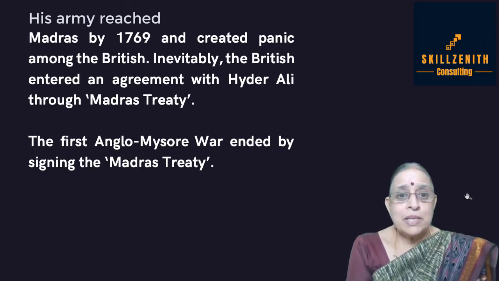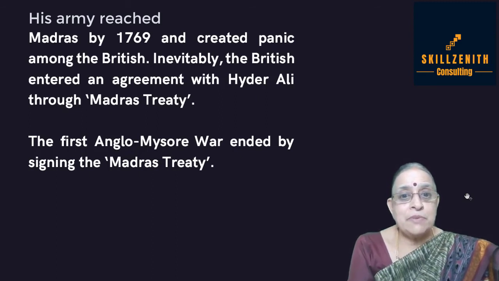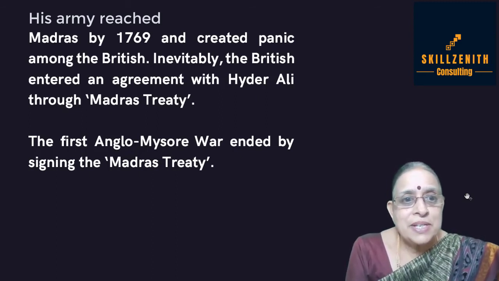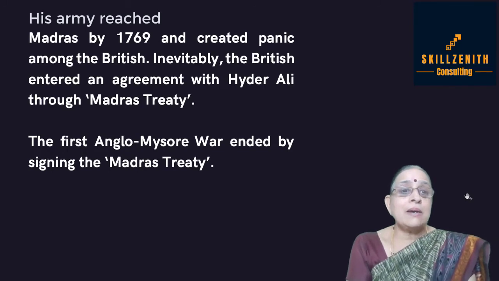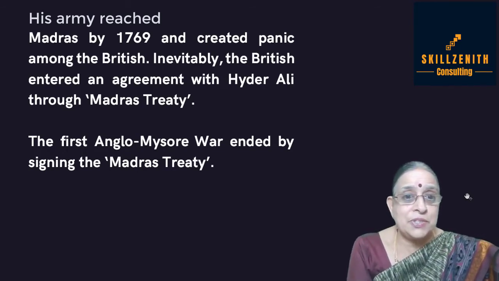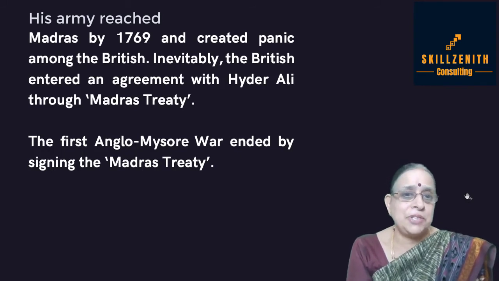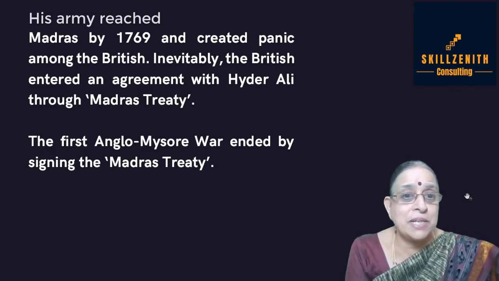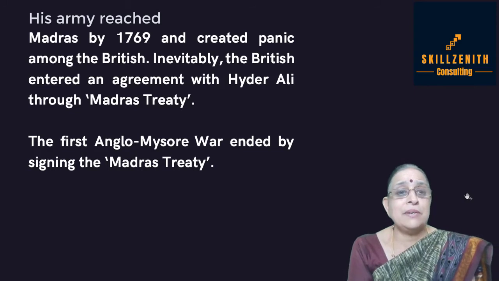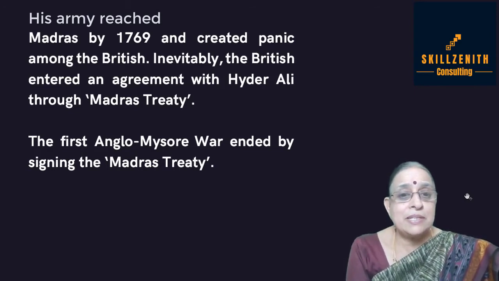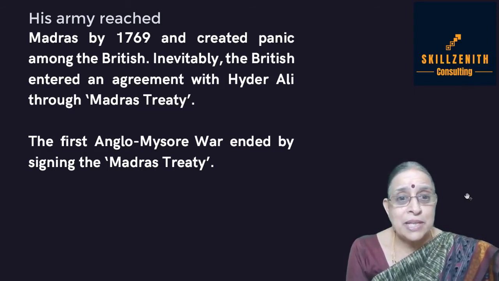Inevitably, finding no other way, the British entered an agreement with Hyder Ali through the Madras Treaty. So the attack on Madras in the year 1769 by Hyder Ali was a sudden change, or it was not expected by the British. All of a sudden he went and attacked Madras in the year 1769, finding no other way.